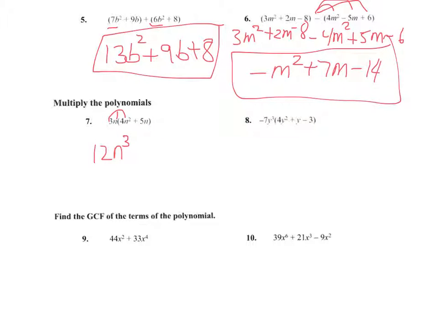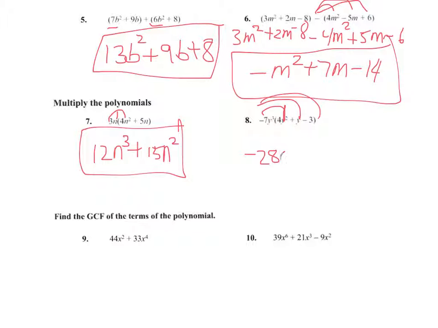For this one, multiplying polynomials, multiplying coefficients, adding exponents, I'll get 12n to the third, because there's a 1 there, plus 15n to the second. And this one, distributing to all three terms, we'll get negative 28y to the fifth minus, distributing the negative, 7y to the fourth, because there's a 1 there, plus 21y to the third, because the negative times the negative is the positive.